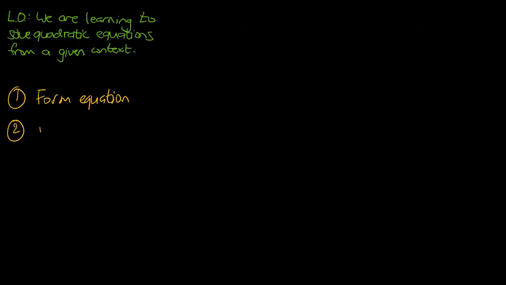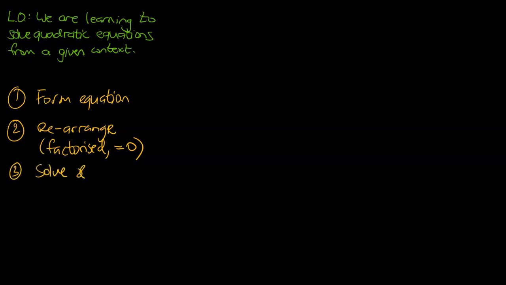The second step, that's when you have to rearrange. And that's when you have to think about those two criteria. It must be factorized and it must be equal to 0 as well. And then the final step, solve and then link to your context. So those are the three steps for using quadratic equations to solve from a given context.